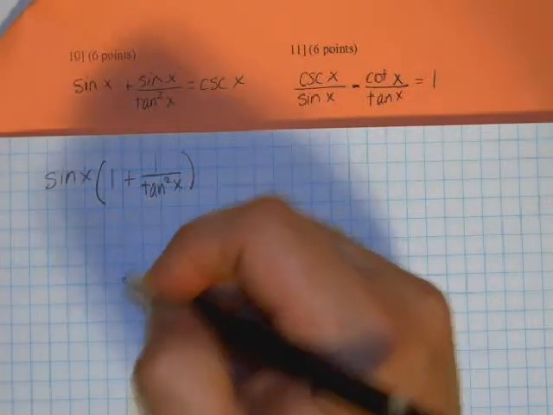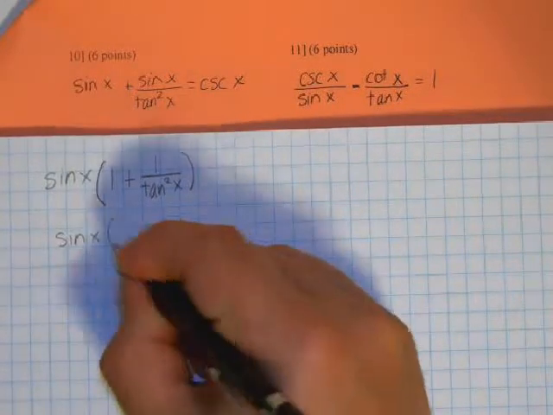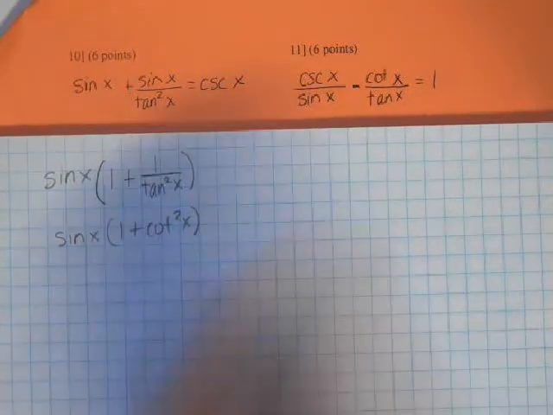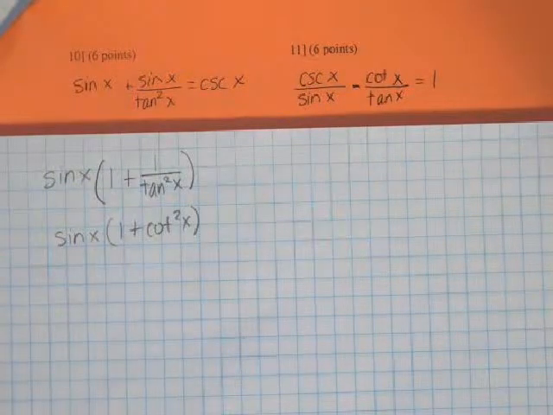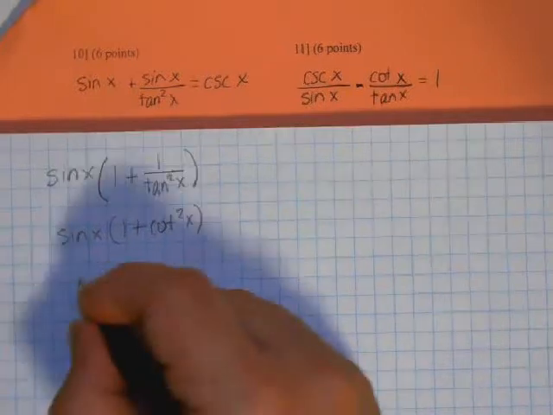Then looking at 1 over tangent squared x, we know that's equal to cotangent squared x. Then looking at our identities, we know that 1 plus cotangent squared x is equal to cosecant squared x.